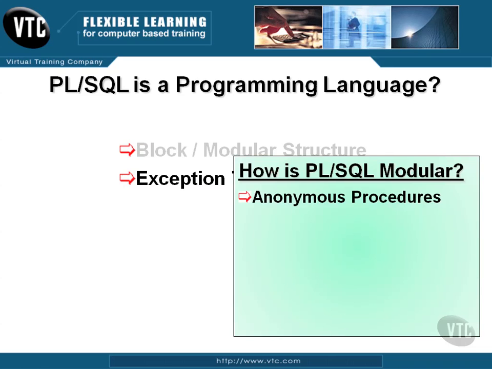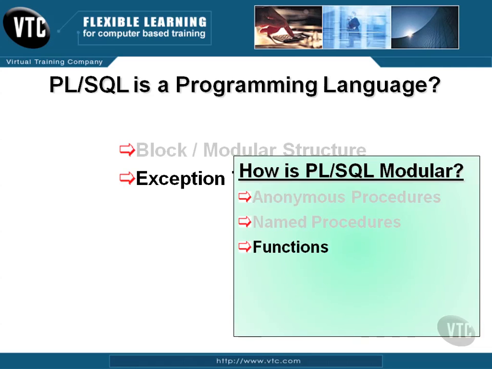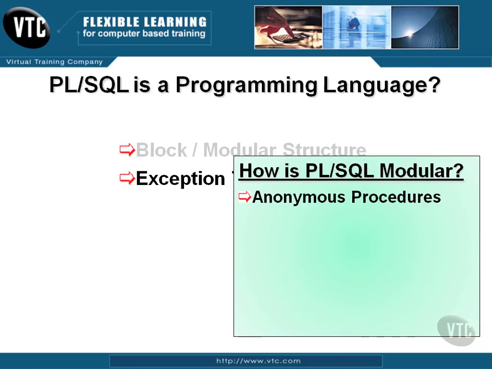How is PL SQL modular? Because it has things called procedures and functions and triggers and packages and parameters. Anonymous procedures, named procedures, functions, and triggers are actually all the same thing. Kind of, it's a chunk of code. It goes from a begin statement to an end, and the stuff in between does all sorts of things, whatever you want it to do. They have minor differences, they have different functions.